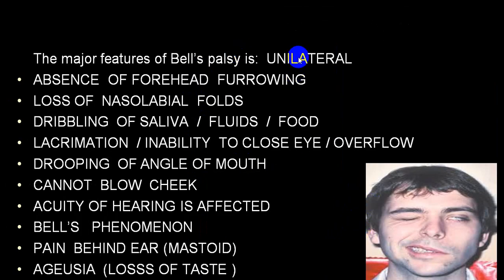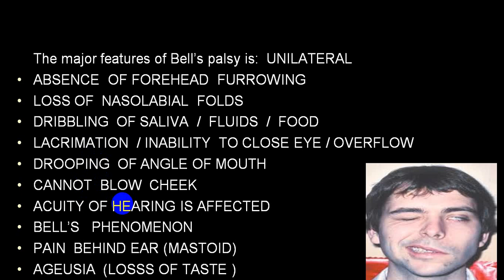So the major features of Bell's palsy: unilateral, absence of forehead furrowing, loss of the nasolabial fold, dribbling of saliva or fluid or food from the angle of the mouth on the side of involvement, lacrimation. Inability to close the eye, and hence it is exposed to the external environment, there is an overflow and excessive lacrimation. Drooping of the angle of the mouth, cannot blow the cheeks, and acuity of hearing may be affected because of involvement of the nerve to the stapedius muscle.